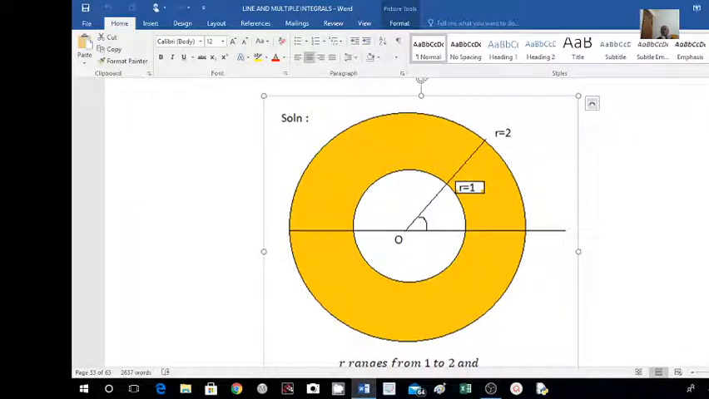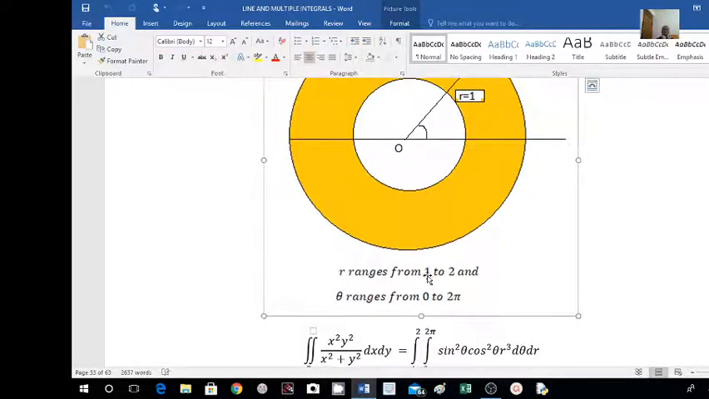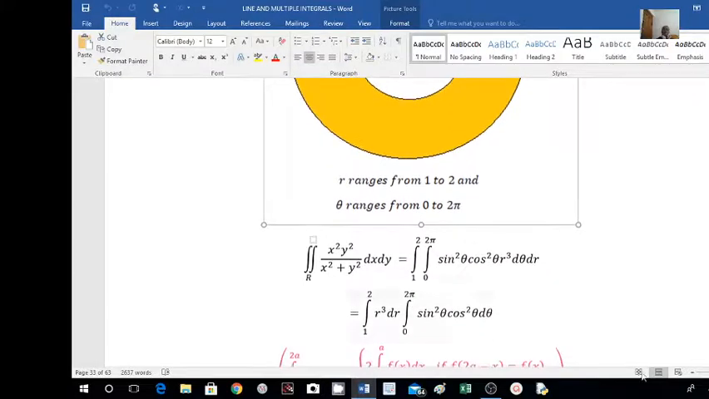Just put x equal to r cos theta, y equal to r sin theta. Replace dx dy by r dr d theta. Then take the limits of r from 1 to 2, limits of theta from 0 to 2 pi. Now the given integration is the integral over R of x square y square divided by x square plus y square dx dy. This is the integral from 1 to 2, 0 to 2 pi, of x square y square.